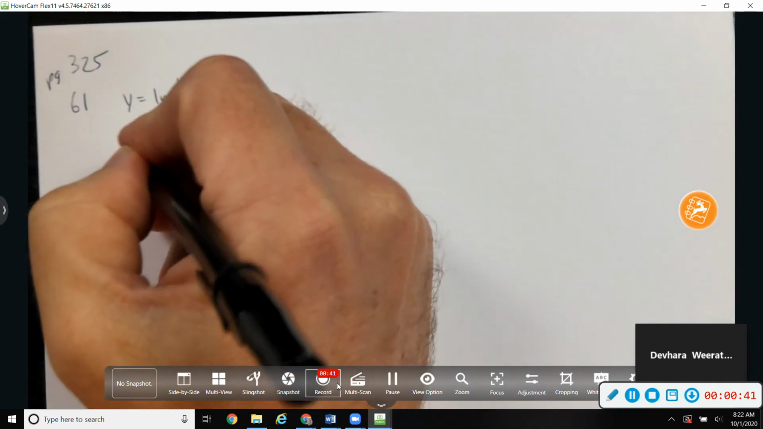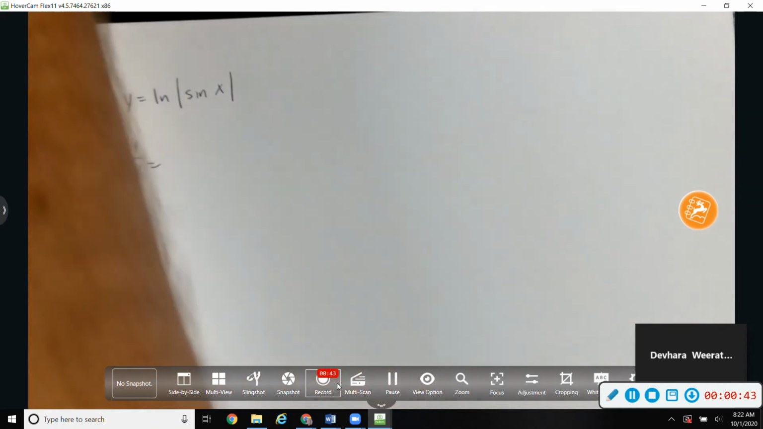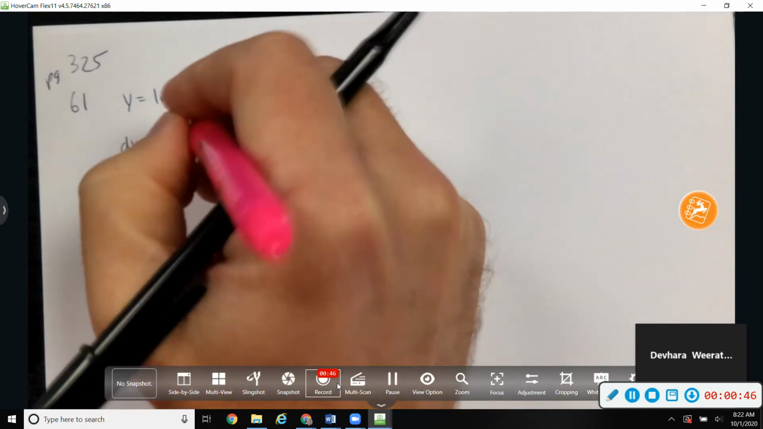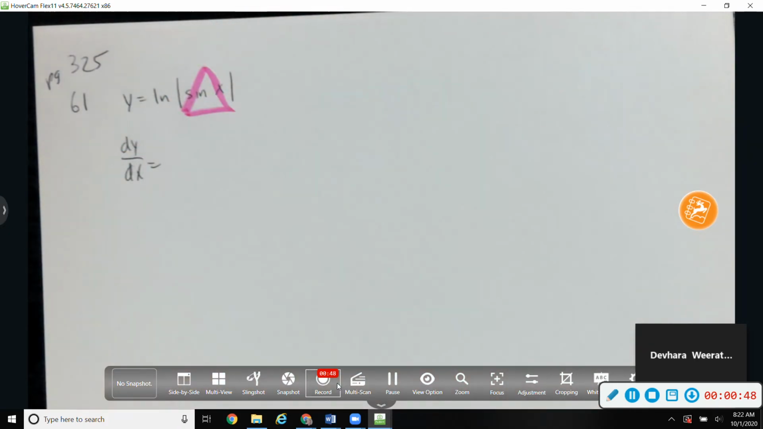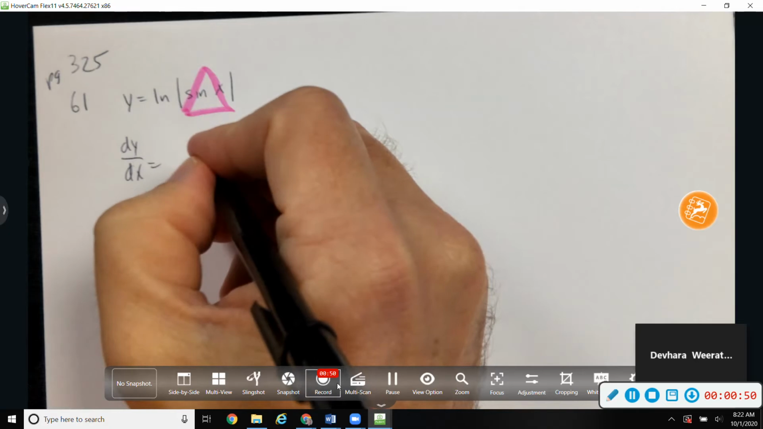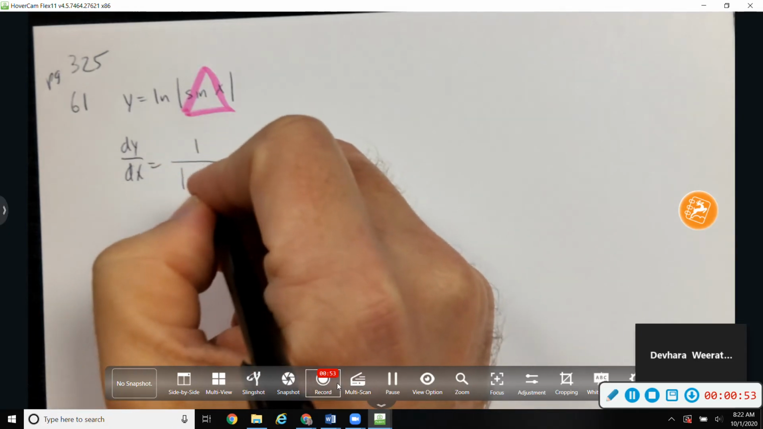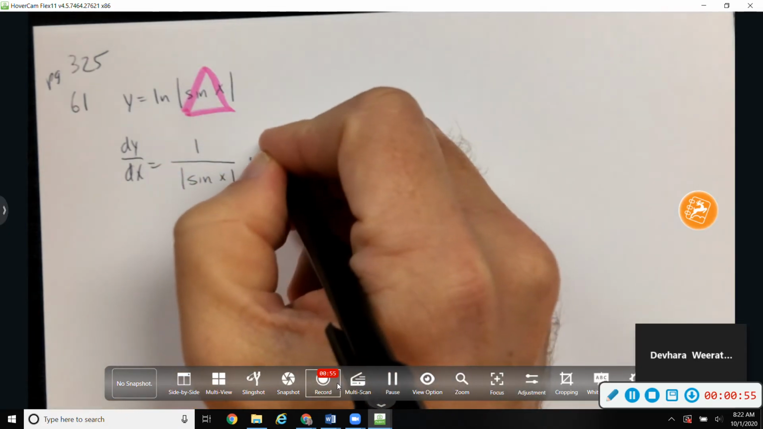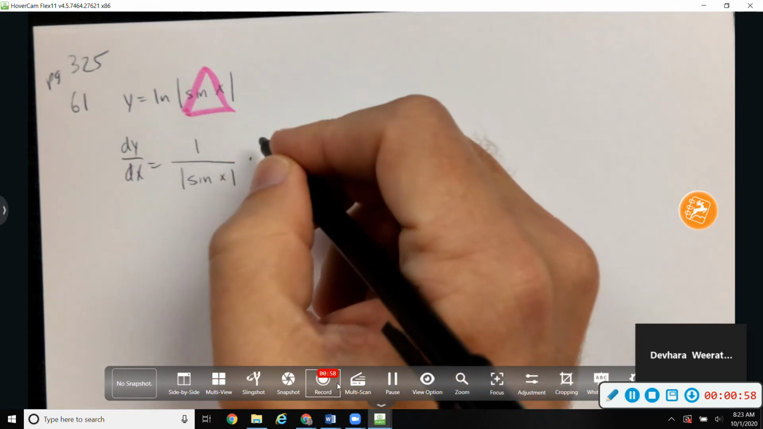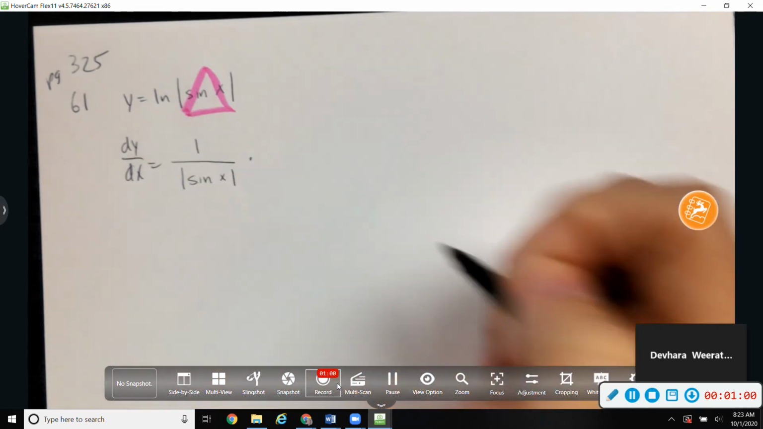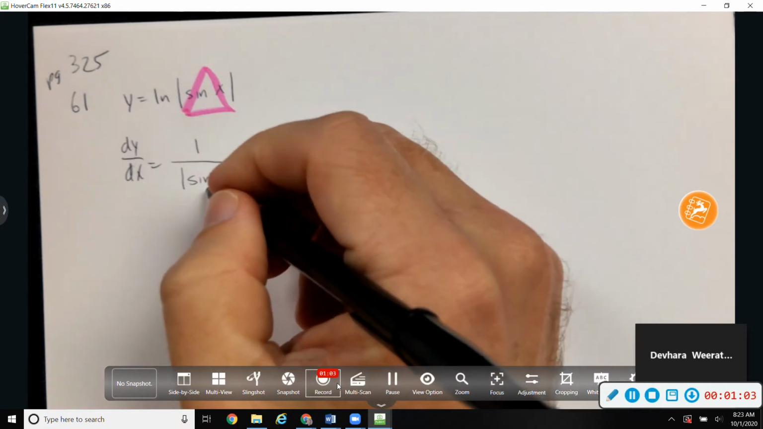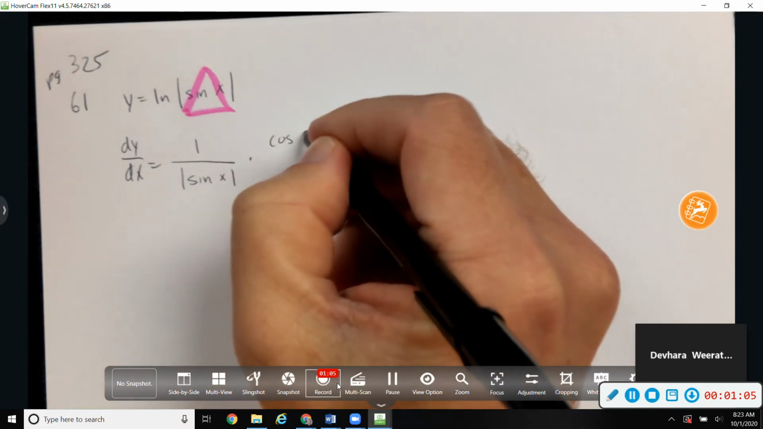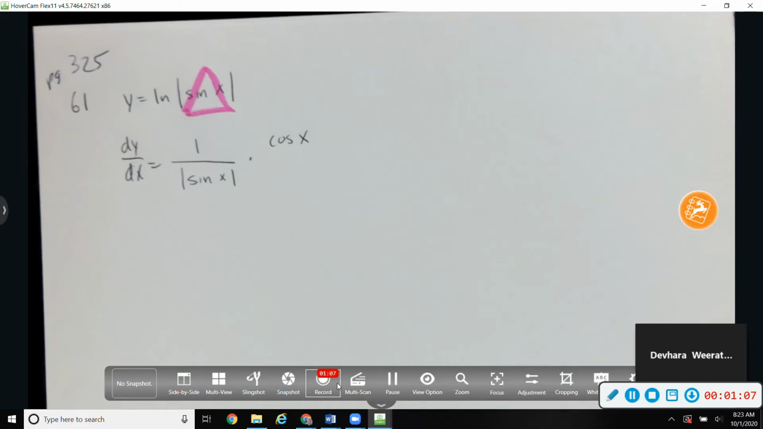So, pink triangle. Natural log is 1 over the pink triangle times the derivative of the pink triangle. So 1 over absolute value of sine x times derivative of sine x. I'm not so sure about the absolute value business, but I know the derivative of sine is cosine. So cosine of x. And my guess is that the back of the book probably turns that into cotangent.